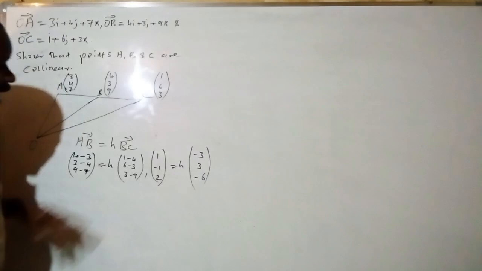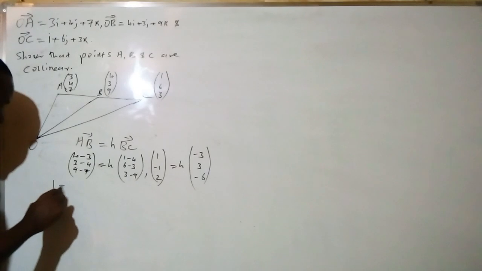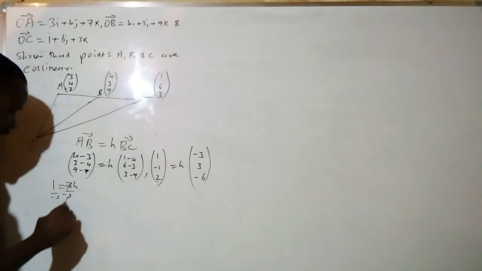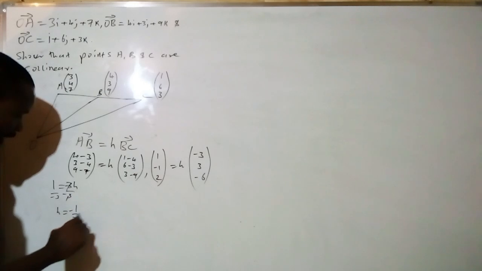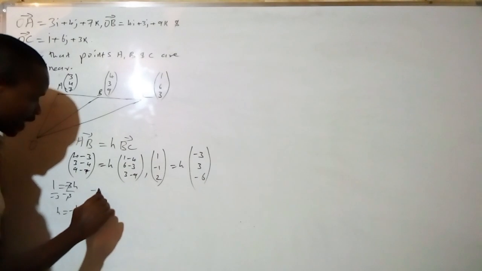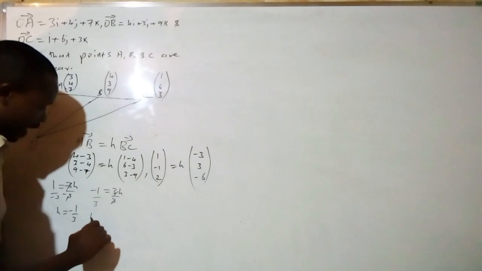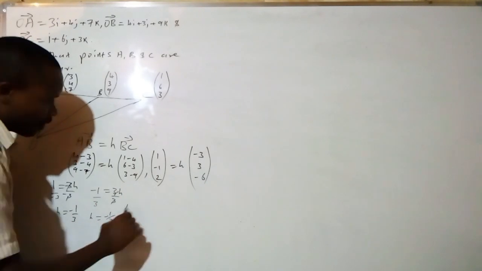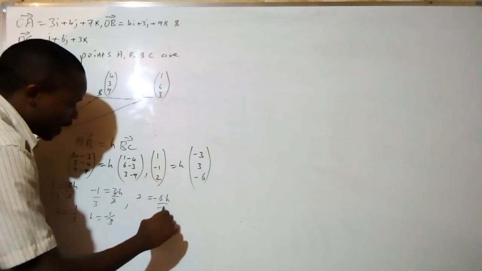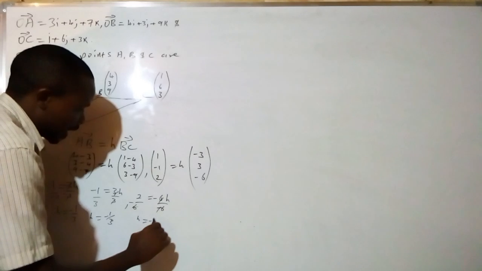Let's see whether we are going to get h as common. First, 1 is equal to negative 3h. Divide by negative 3, and h is negative 1 over 3. The next should be the same: negative 1 is equal to 3h, divide by 3, and again h is negative 1 over 3. Let's confirm with the last: 2 is equal to negative 6h, divide by negative 6, and h is negative 1 over 3, correct.